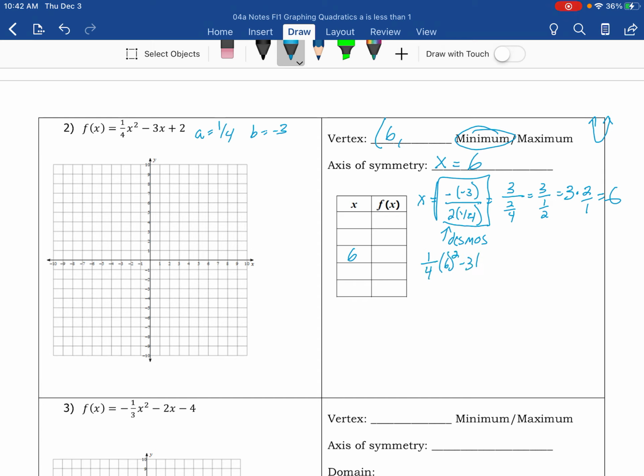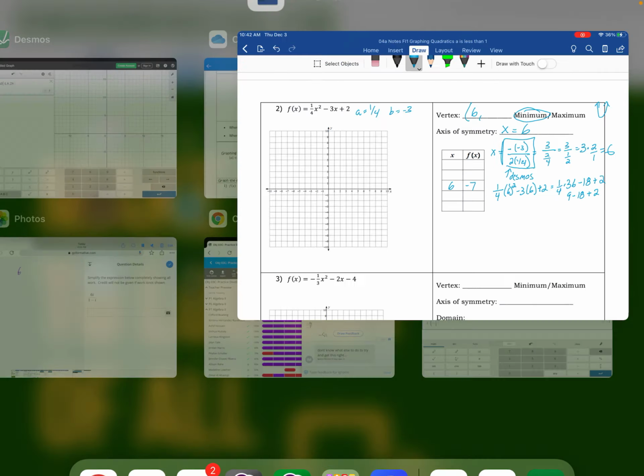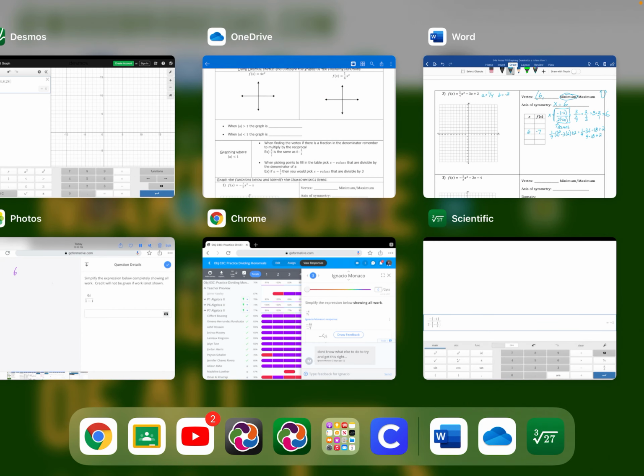1/4 times 6 squared minus 3 times 6 plus 2. Okay, that's going to be 1/4 times 36 minus 18 plus 2. That's 9 minus 18 plus 2. 9 minus 18 is -9. -9 plus 2 is -7. And you can check that with Desmos too.